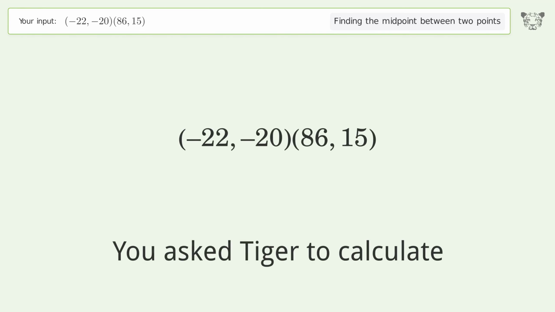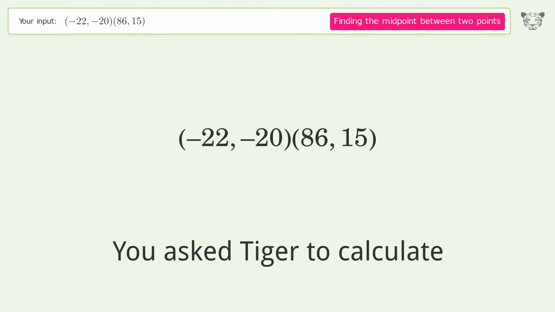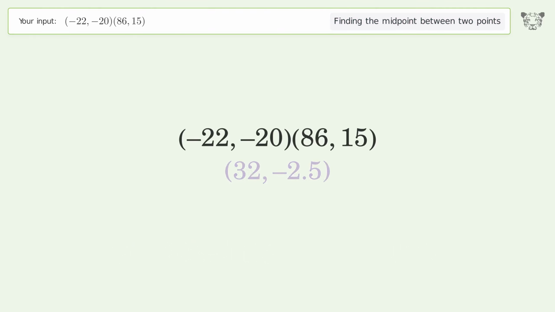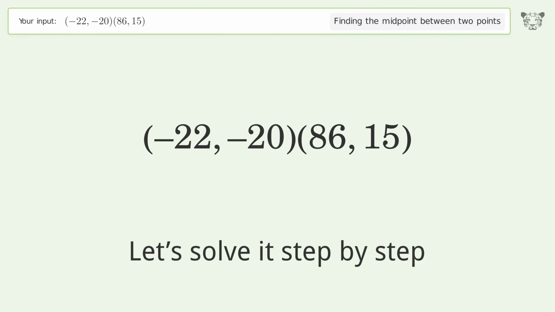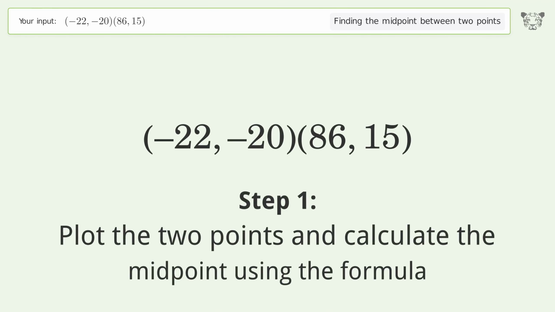You ask Tiger to calculate. This deals with finding the midpoint between 2 points. The midpoint between the 2 points is 32, negative 2.5. Let's solve it step by step. Plot the 2 points and calculate the midpoint using the formula.